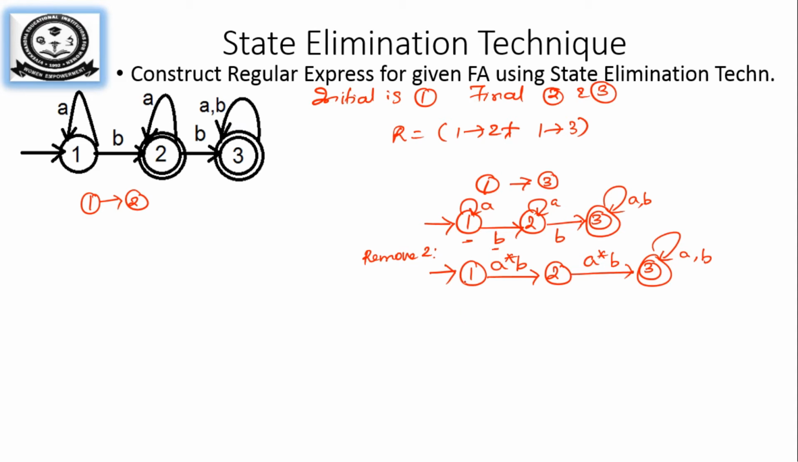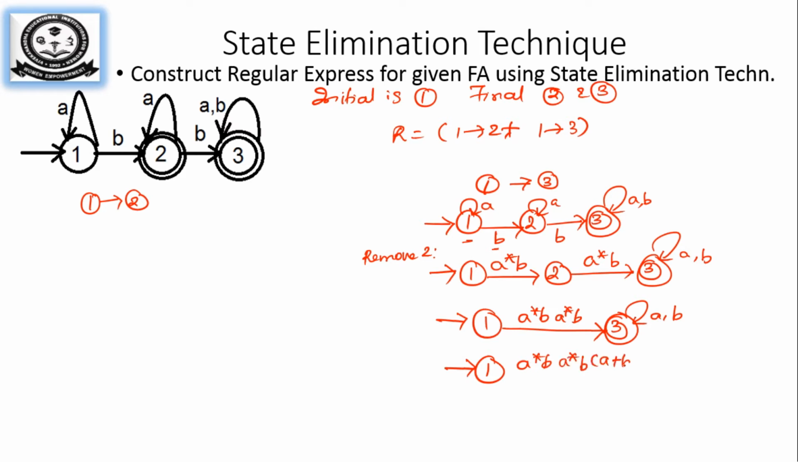Now you can combine this equation. We will take only 1. So you will have A star B, A star B with the self transition A comma B. So this is final. Then we will try to remove the self transition of state 3. So finally you will have A star B, A star B, A plus B the star, because it's a self transition. So we'll convert this into this and this is your final state. So we'll have this one.